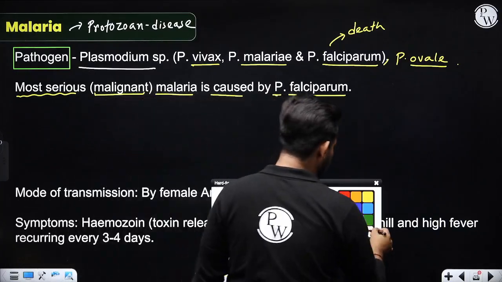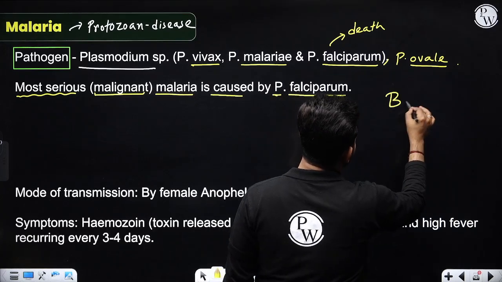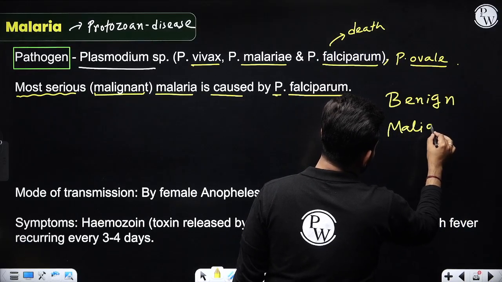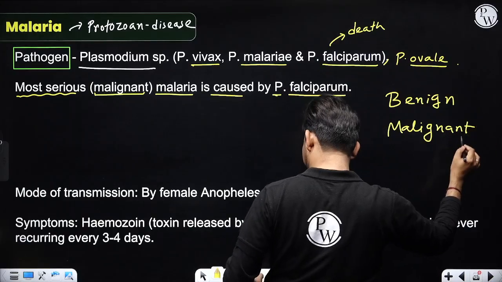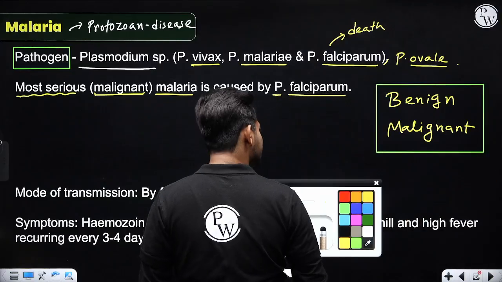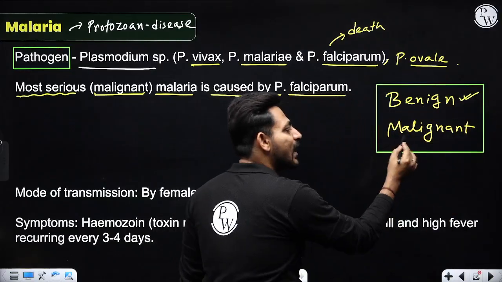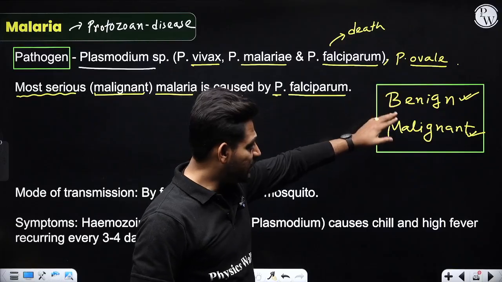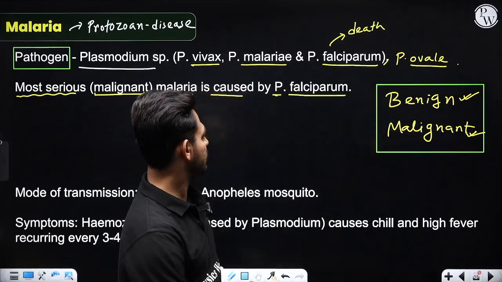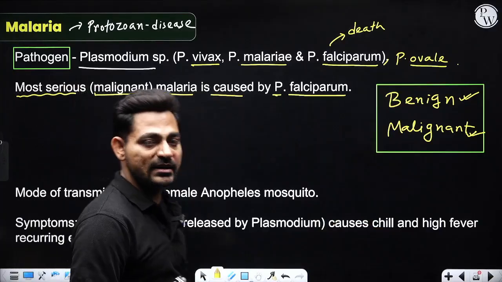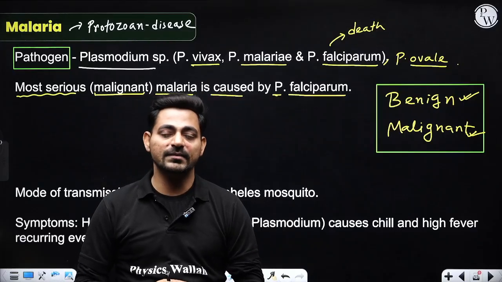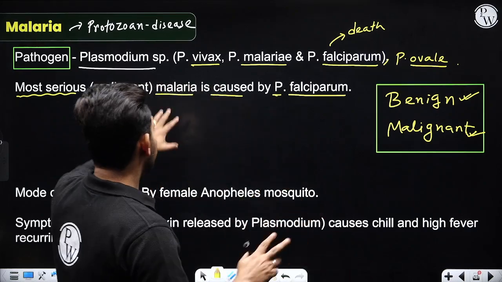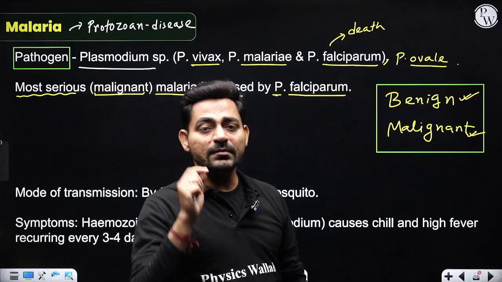See, malaria is of two types, benign and malignant. Benign means less effective, malignant means dangerous. So the malaria caused by Plasmodium falciparum is dangerous, it can be fatal or can cause death, so we call it malignant malaria. The rest, malaria by vivax, malariae and ovale, we call benign malaria.